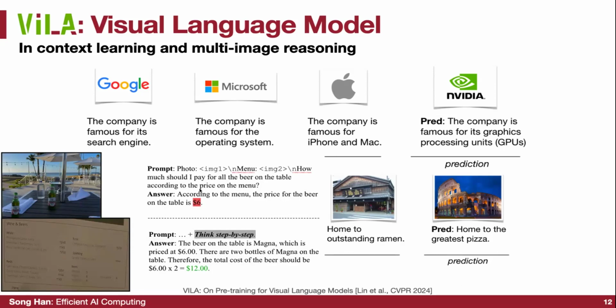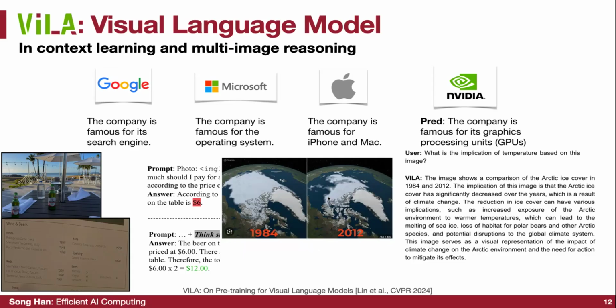For example, asking what is the total price of the beer, it can say the beer on the table is Magna by OCR, $6 each on the menu, and 2 of them by detection, and then it can tell it's $12 in total. So this is a visual chain of thought: given the prompt, think step by step, it can answer it correctly. And reasoning across multiple images as a new feature in VILA is critical. Like this case for environmental study, we can ask what is the implication of temperature. It can tell the temperature is getting warm because the Arctic ice is getting thinner from 84 to 12.